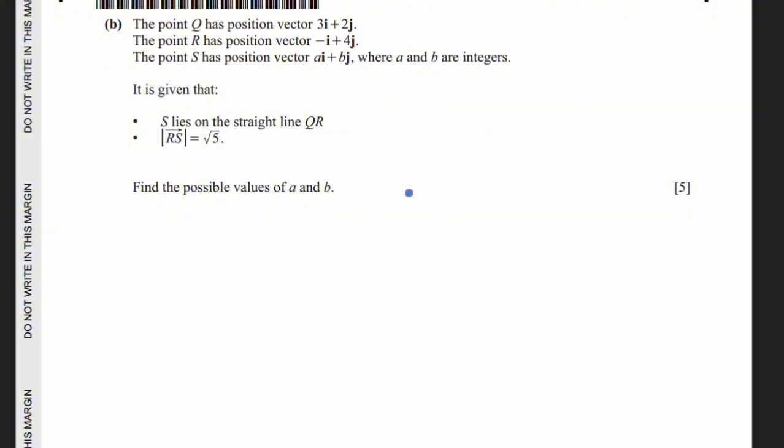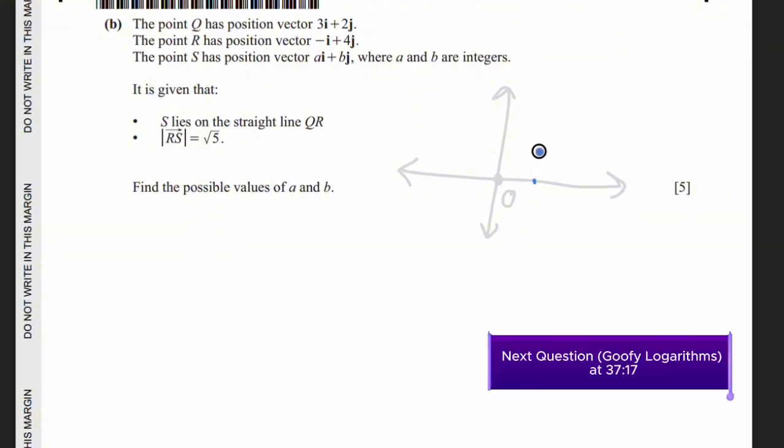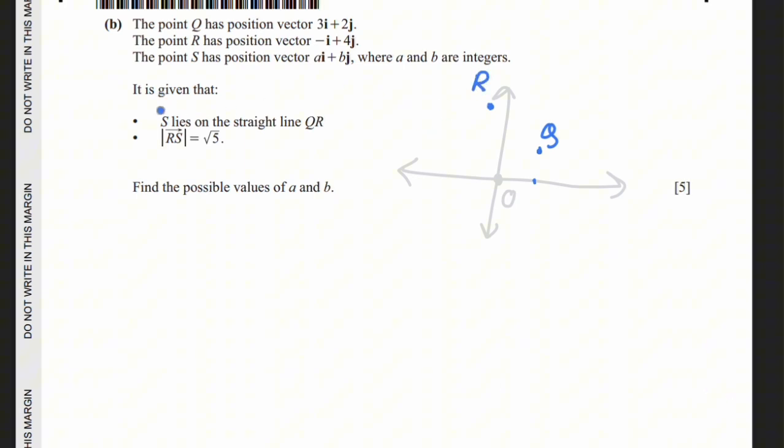Okay, now let's draw a graph. This is our origin, that is O, and point Q is 3 units to the right and 2 units upwards, that is point Q. Point R is 1 unit to the left and 4 units upwards. Okay, so that is our point R, and S lies on the straight line of QR. So in this QR line, S lies somewhere here. Okay, it is also given that the length of RS is root 5. Now find the possible values of a and b.